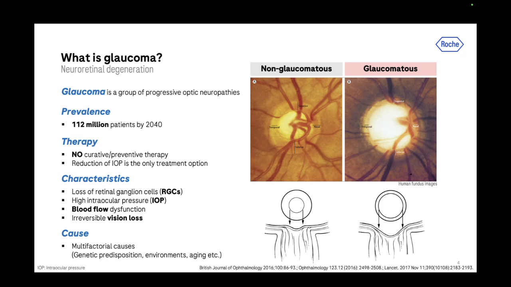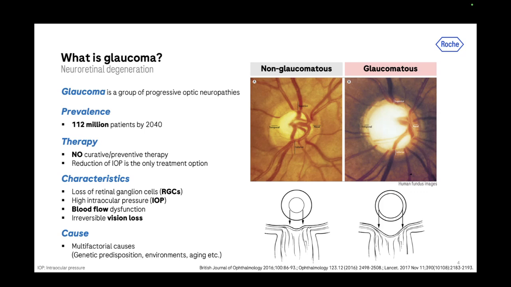So the prevalence is increasing rapidly. It's projected that by 2040, over 112 million people worldwide will be affected. Despite this high medical burden, there is no curative or preventive therapy available currently. And the only clinical intervention is to lower intraocular pressure, but IOP, intraocular pressure, does not fully explain the disease progression in many patients.